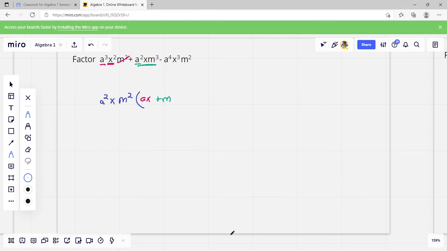And then on this last one, we pulled out a squared. That's got a to the fourth, so we're going to have 2 a's left. X to the third, we pulled out 1, so we're going to have x squared left. And then m squared, we used all that. And then we just close our parentheses. Right, so there were 3 terms, 1, 2, 3. Right, and in here we have 3 terms.